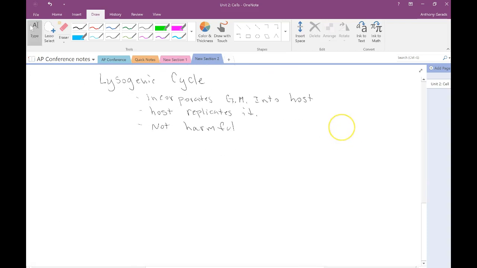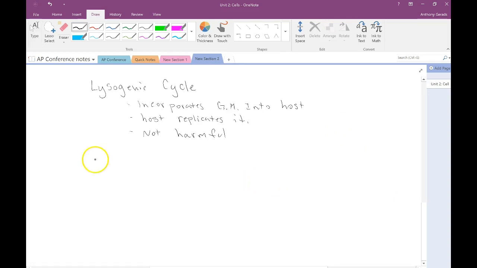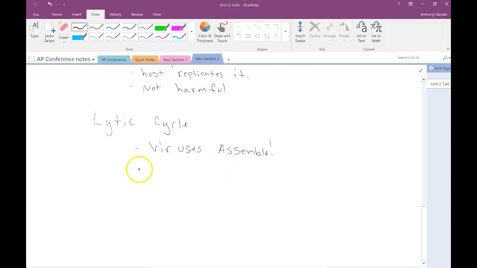All right, lysogenic, and then do you remember what the other cycle's called? Lytic. What's going to happen here is viruses assemble. Okay? So, viruses assemble, and multiple viruses break out.